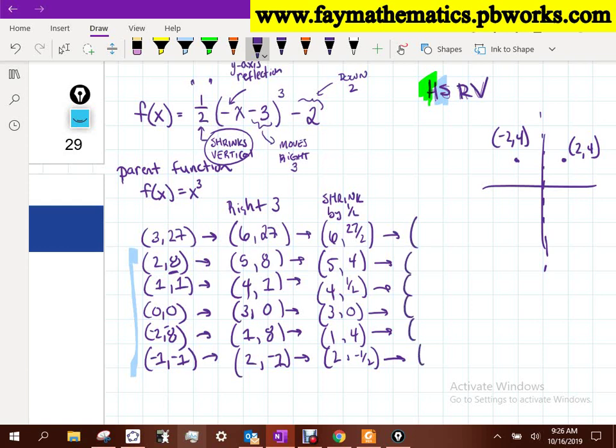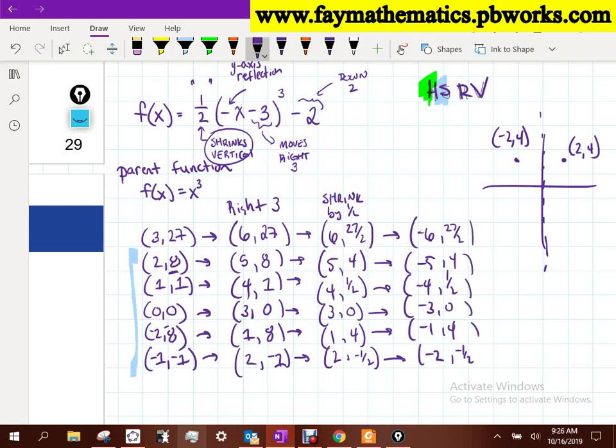Or I guess it changed. Only the x gets changed. So it's going to become negative 6, negative 5, negative 4, negative 3, negative 1, negative 2. And I didn't touch the y. So 27 halves, 4, 1/2, 0, 4, negative 1/2.